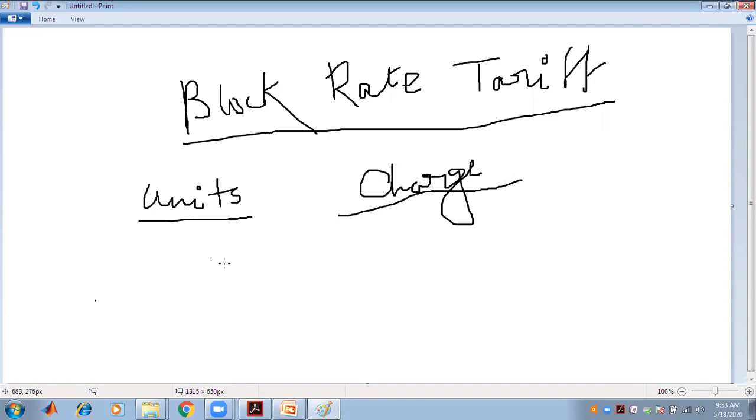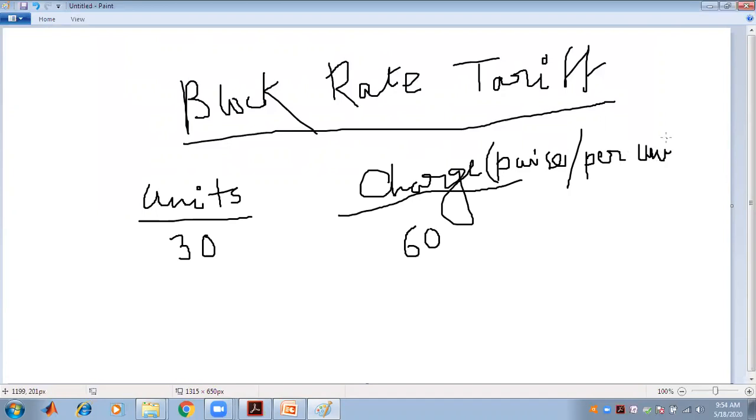The first 30 units are charged at a rate of say 60 paisa per unit. So the first 30 units are charged at 60 paisa per unit.